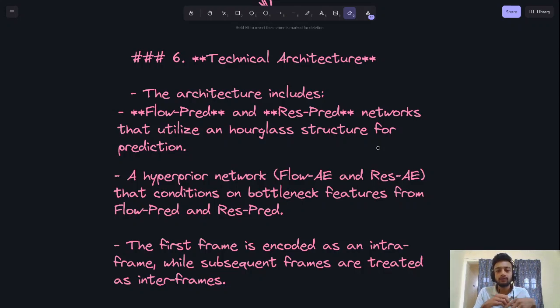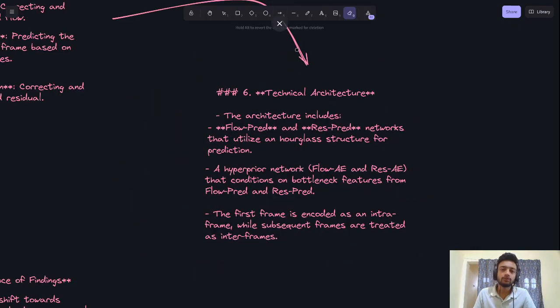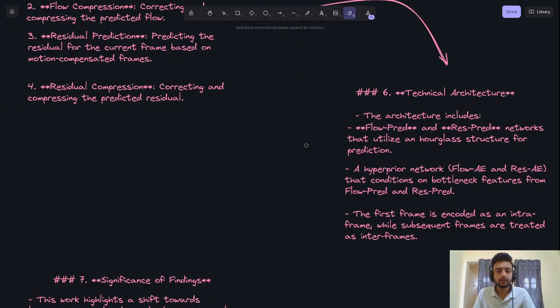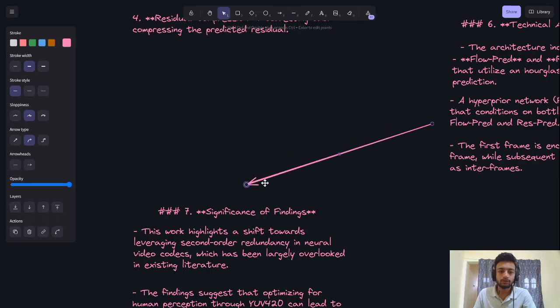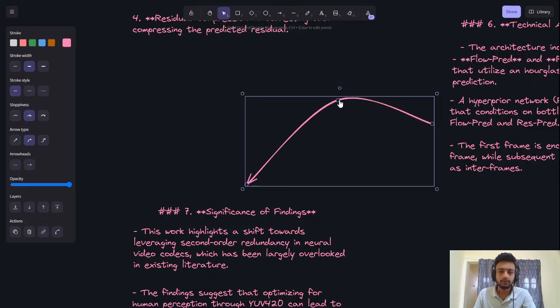A high prior network, flow AE and res AE, that conditions on bottleneck features from the flow frame and the flow residual. The first frame is encoded as an intra frame while the subsequent frames are treated as inter frames. So the first flow will be obviously like that, and now we'll quickly move on to the last.